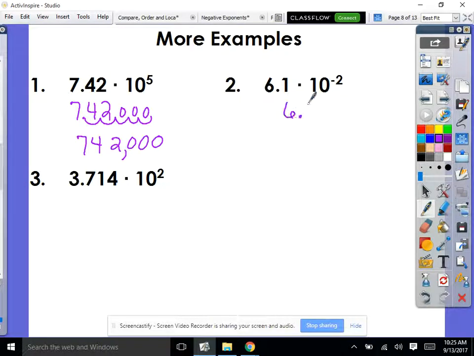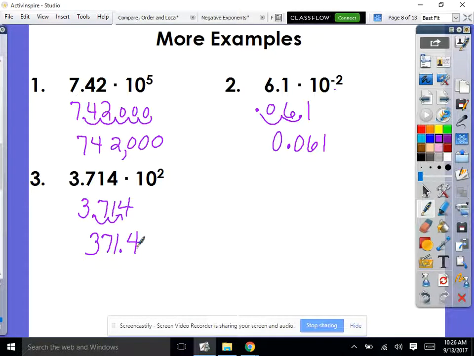So 6.1, I'm going to move my decimal left 2 spaces, 1, 2, which would give us 61 thousandths. So I move my decimal 2 places to the right, 1, 2, which would give me 371 4/10. So the exponent tells you which way to move the decimal, and it also tells you how many places to move the decimal.